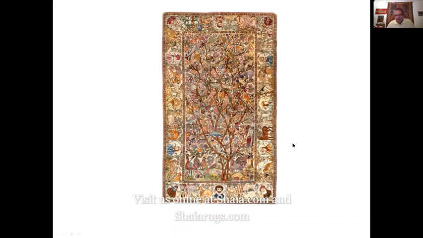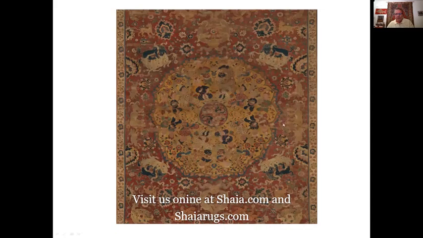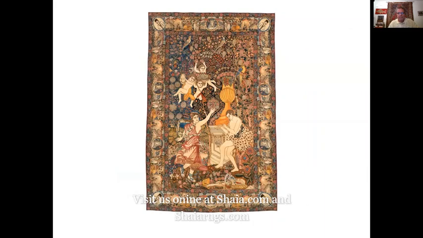But they frequently did carpets with beautiful animals and a lot of silk embroidery and stuff like that. Here's another one with the hunt scene and literally the lion jumping on top of a deer and beautiful things like this. This is an Isfahan carpet. Again, attributed to Kashan, silk, metal, warp, thread, beautifully woven rugs from the Safavid Dynasty. These are all at the Metropolitan.